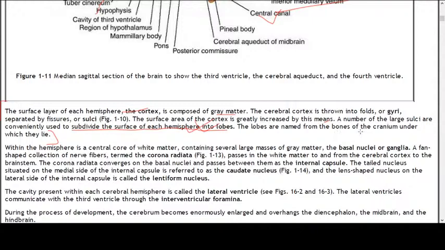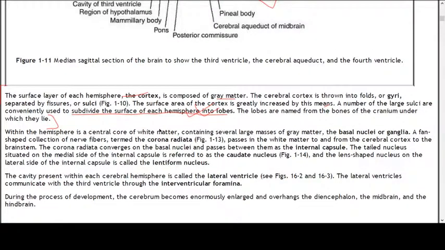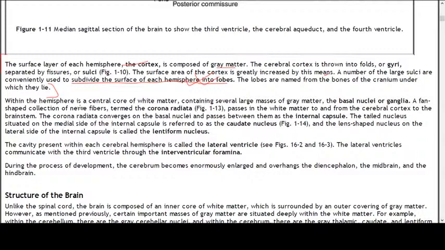The lobes are named from the bones of the cranium on which they lie. Within the hemisphere is a central core of white matter containing several large masses of gray matter, the basal nuclei or ganglia. Within the hemisphere, there is a large amount of white matter. However, there is also gray matter.